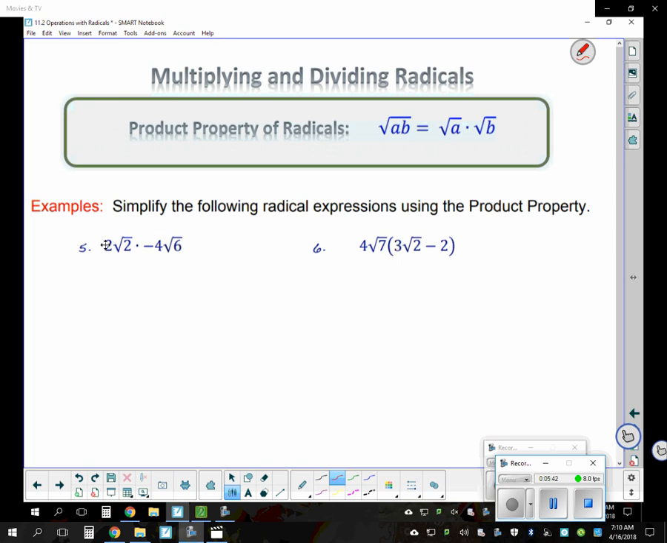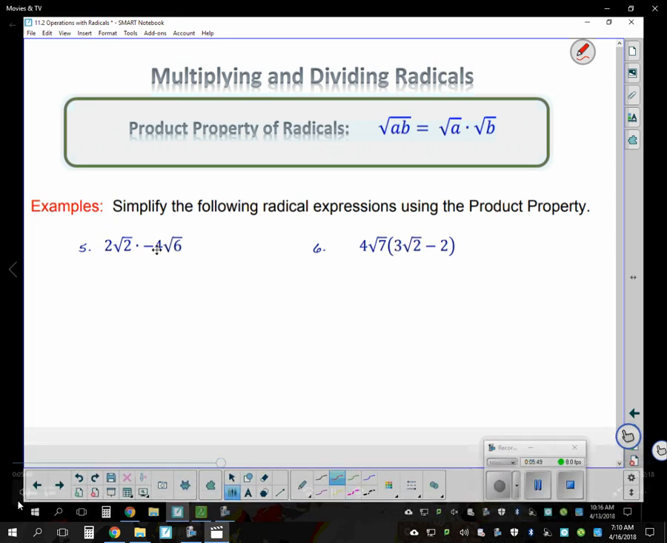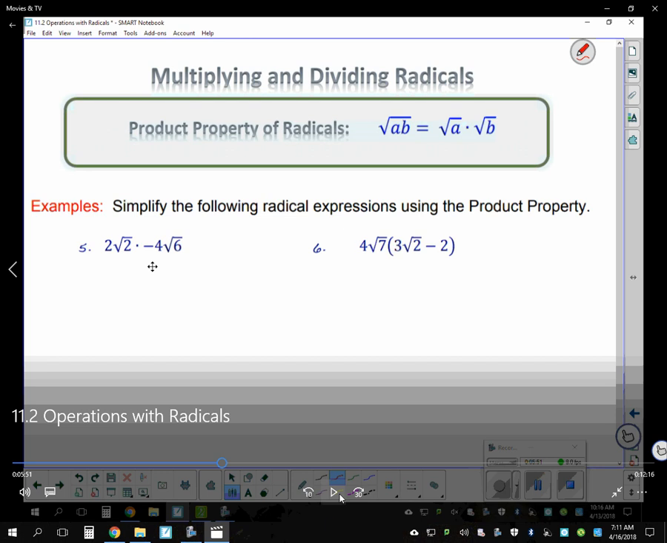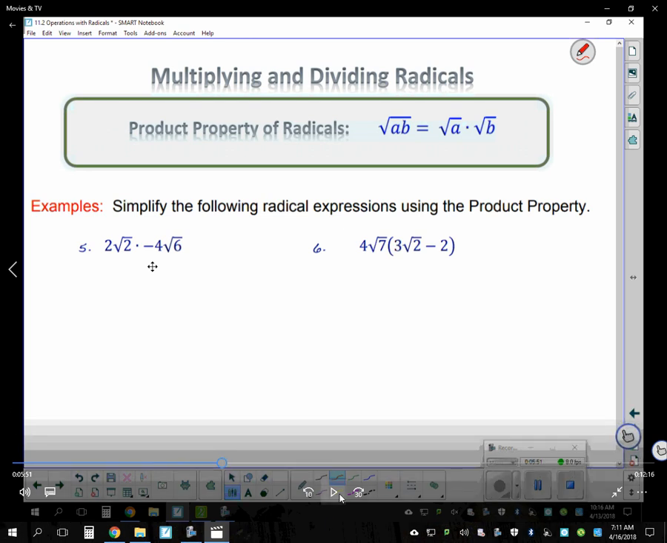Notice one thing I want to point out. In that product property of radicals, square root of a b equals square root of a times square root of b. Well, look, a and b are two different things. So if we're looking at this backwards, that means you can multiply anything. A and b are not the same thing, but we are still allowed to multiply them. So this is different from adding and subtracting.